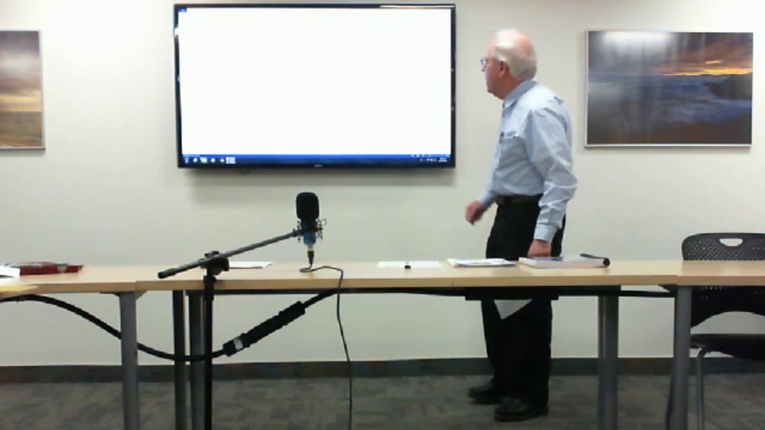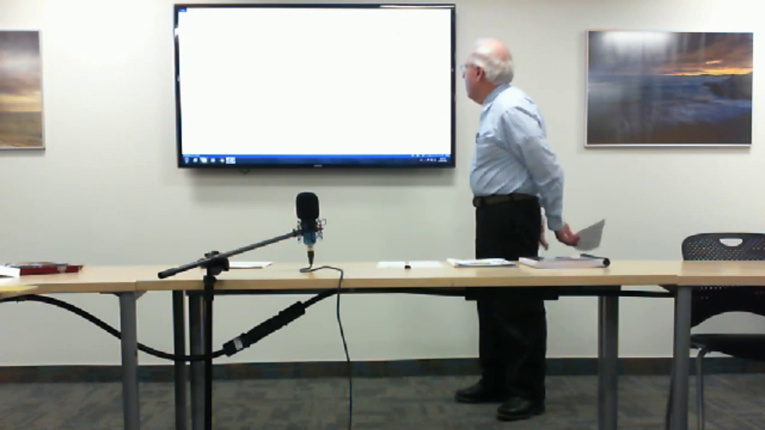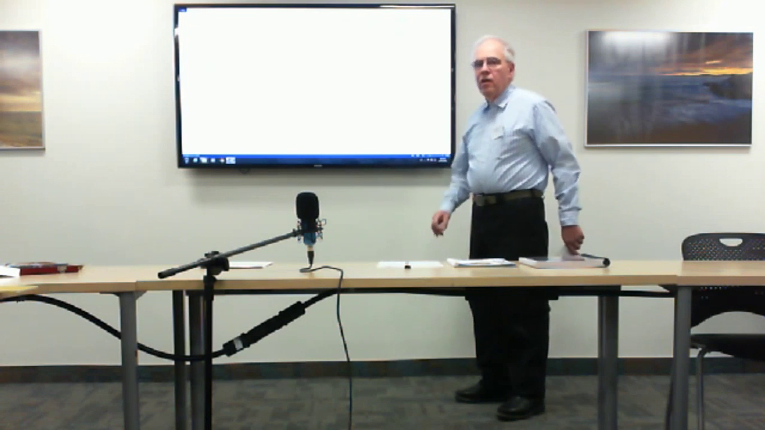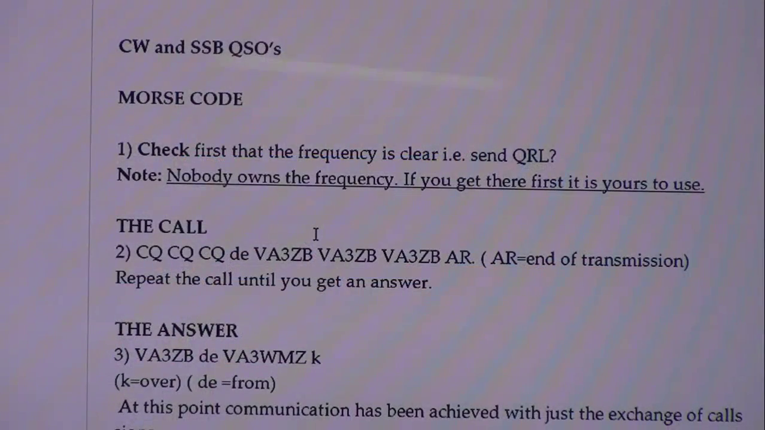Okay. So if you're doing a contact on Morse code, you check first that the frequency is clear. And so what you send in Morse code is QRL. The first thing, you tune up and you go QRL question mark. Is this frequency busy? You do the same thing on sideband. Okay? You don't hear anybody, but just to be sure, is this frequency busy? And if nobody comes back, and you get there first, the frequency is yours to use. The rule is nobody owns the frequency. Nobody. Whoever is there first, and it's clear, can use it.